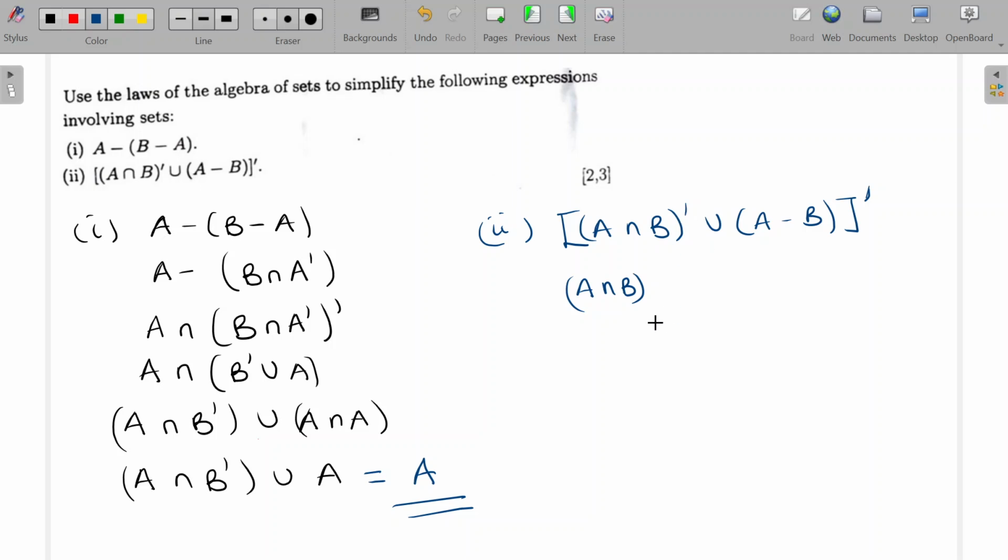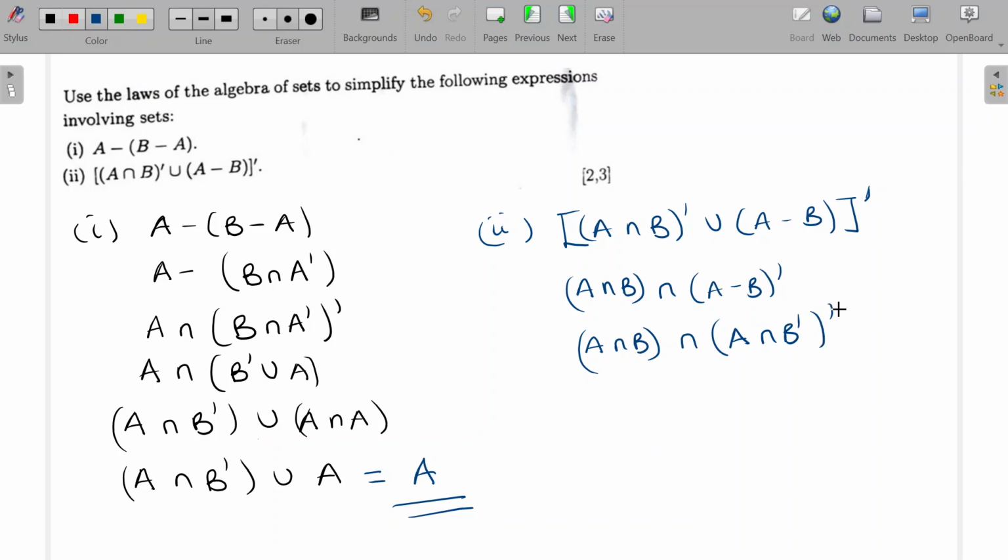Then the complements will cancel. Then complement times union is going to become intersection. Then complement times this is going to become A minus B with a complement outside. Now when you reach this part, you're just going to say, okay, here I have A intersection B. It will be intersecting with, I'll simplify this further to say that this is the same as writing A intersection B complement with a complement outside.